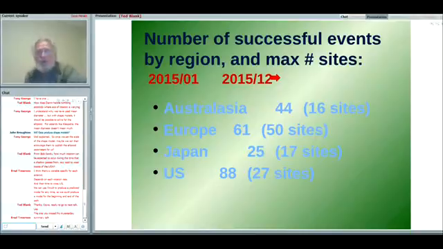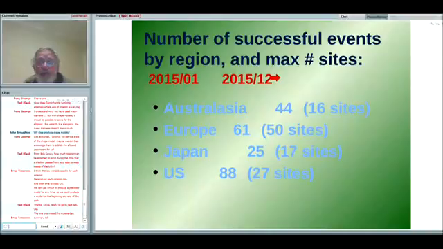Here's, oh, geez, my background screen on this is not very suitable. Number of successful events by region and the maximum number of sites in an event. And this is for the calendar year 2015. In Australasia, that's Australia and New Zealand, and might have been an island somewhere around here as well, 44 events, maximum number of sites for any of those events was 16 sites. And given the low population density of Australia, I reckon that's pretty good for you.